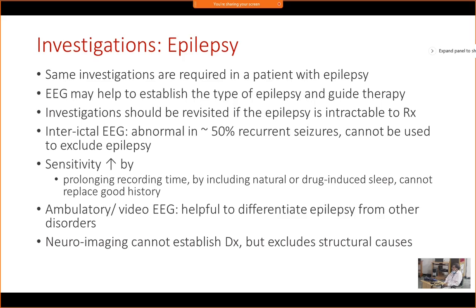Neuroimaging like CT scan and MRI cannot make a diagnosis of epilepsy, because if you find a brain lesion, that does not always mean that a person is having an epilepsy due to the brain lesion, but presence of an abnormal neuroimage can give you some idea that there are structural lesions or there are no structural lesions in the head.